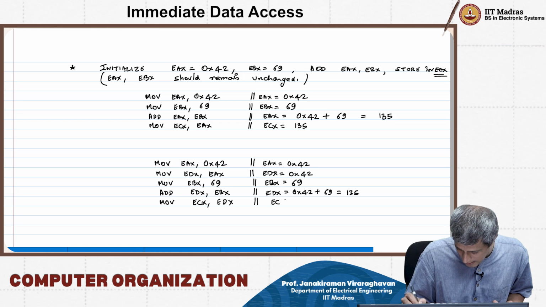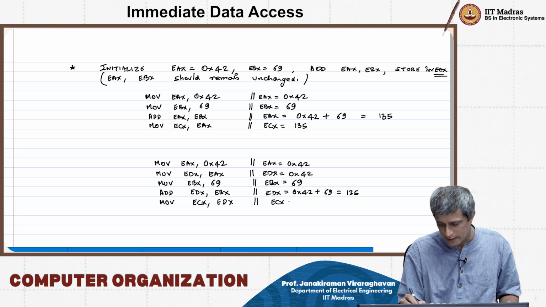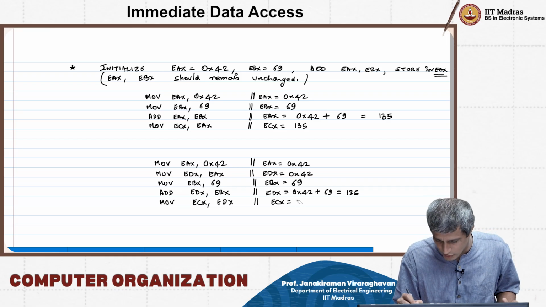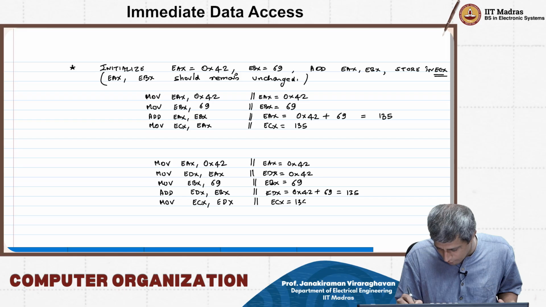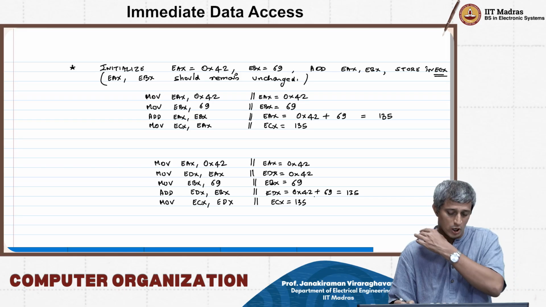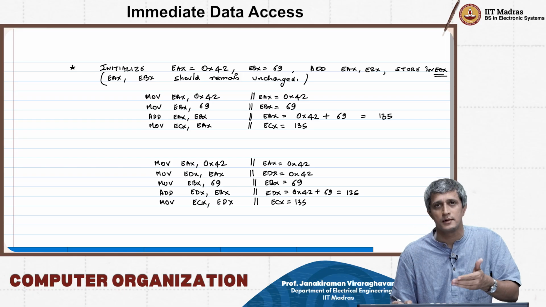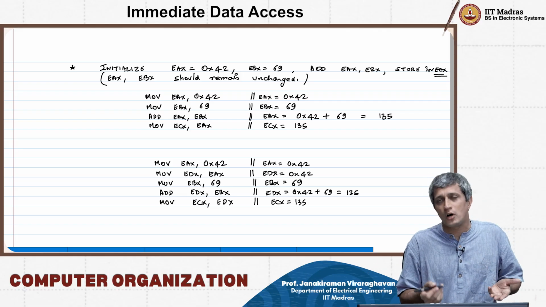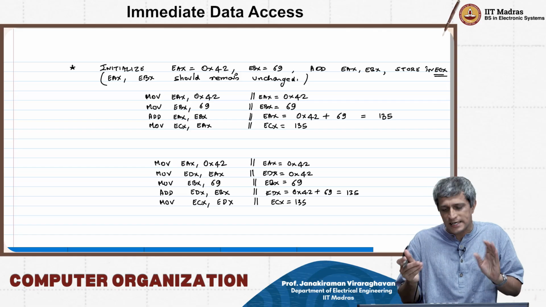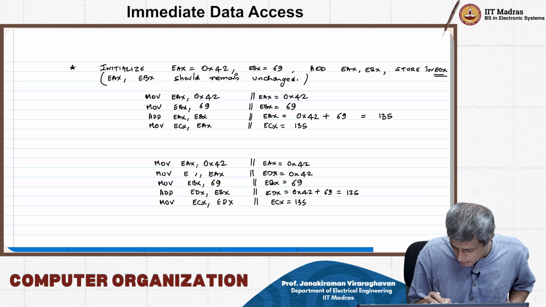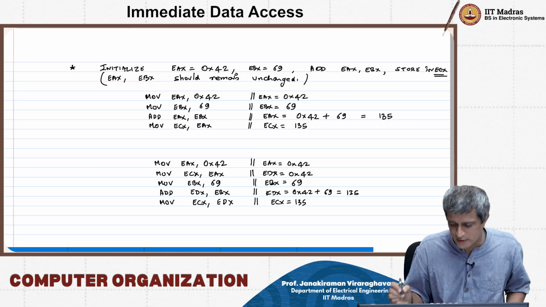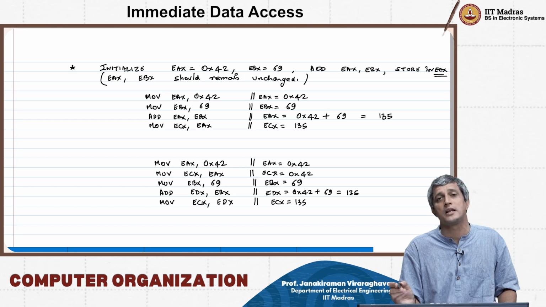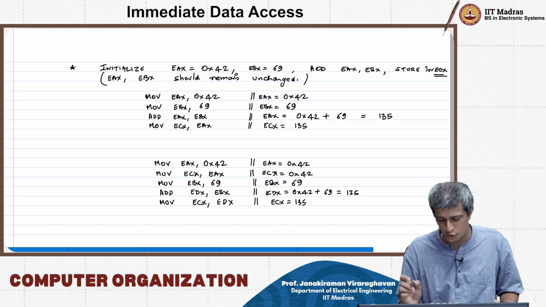So ECX is going to be exactly my value here, which is 135. Now of course, because ECX is the final destination, I could avoid the use of the extra register EDX completely. For example, here I could say please do ECX comma EAX, in which case ECX itself will get the value 0x42 in the first shot.